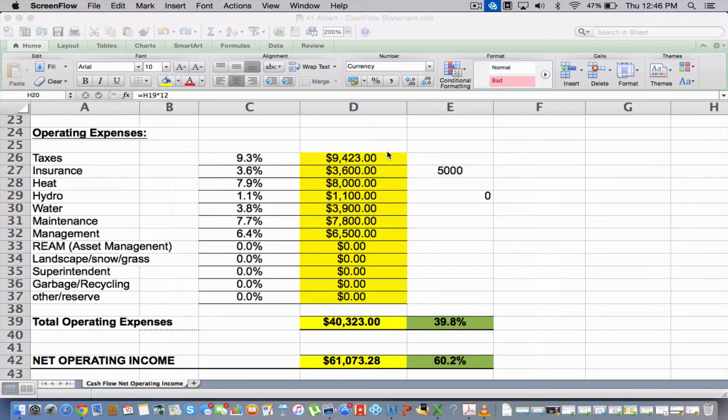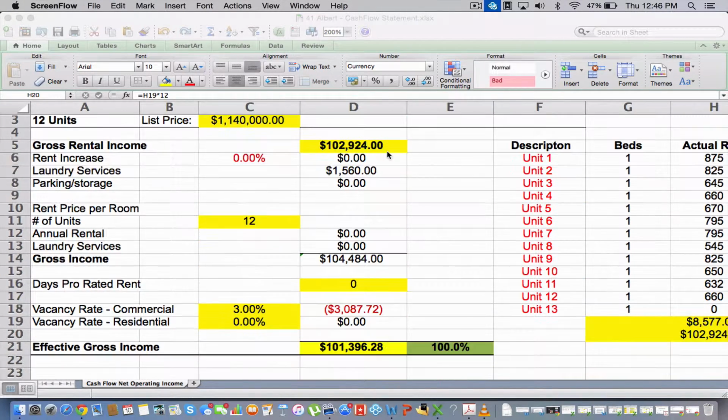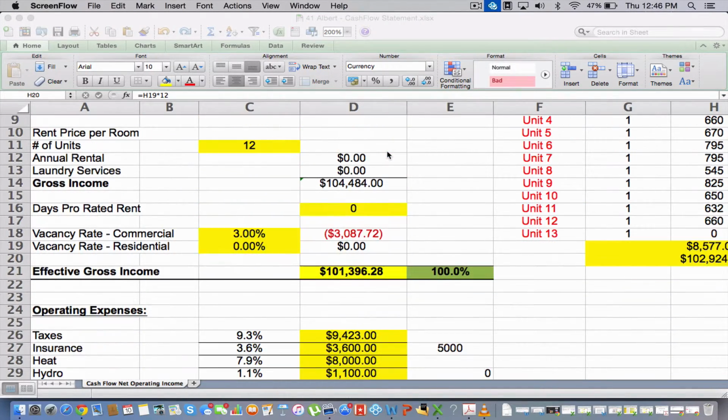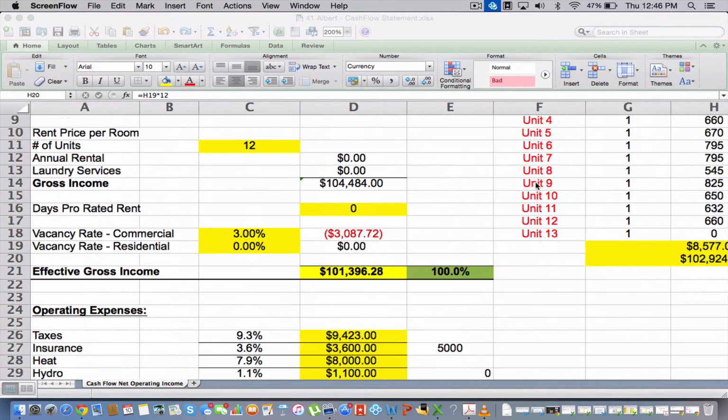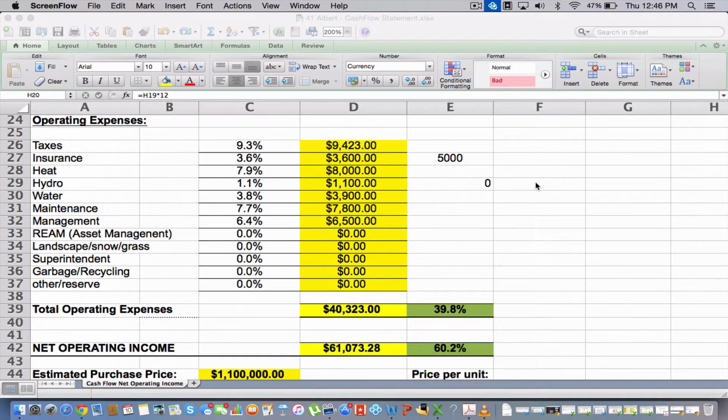This video covers step 3 of the investment property analyzer tool. In this video, we're covering how to calculate operating expenses in the spreadsheet. Just below the effective gross income section and unit description section, there is the operating expenses.